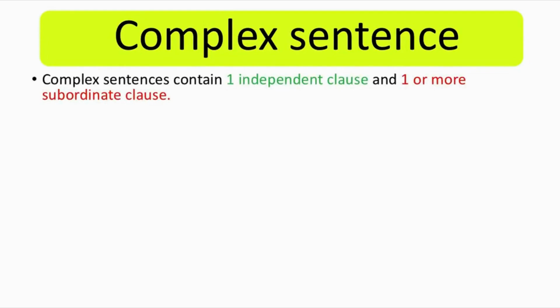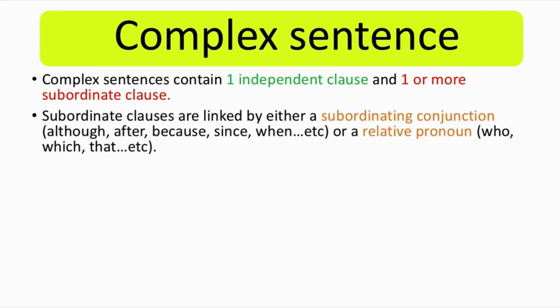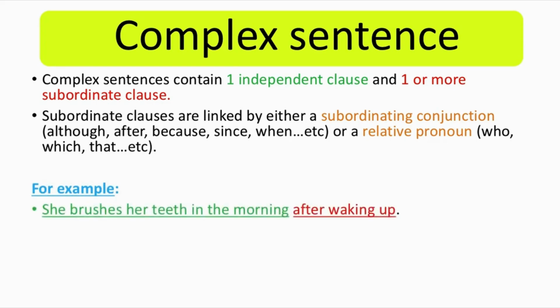Complex sentences contain one independent clause and one or more subordinate clauses. Subordinate clauses are linked by either a subordinating conjunction, for example, although, after, because, since, when, etc., or a relative pronoun, for example, who, which, that, and many more. Examples of complex sentences include, she brushes her teeth in the morning after waking up.